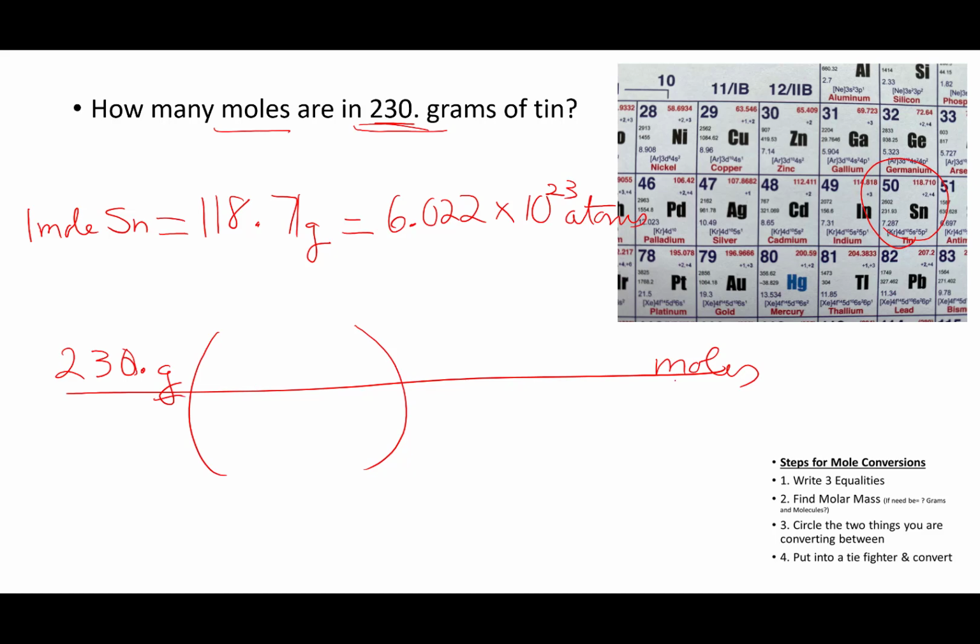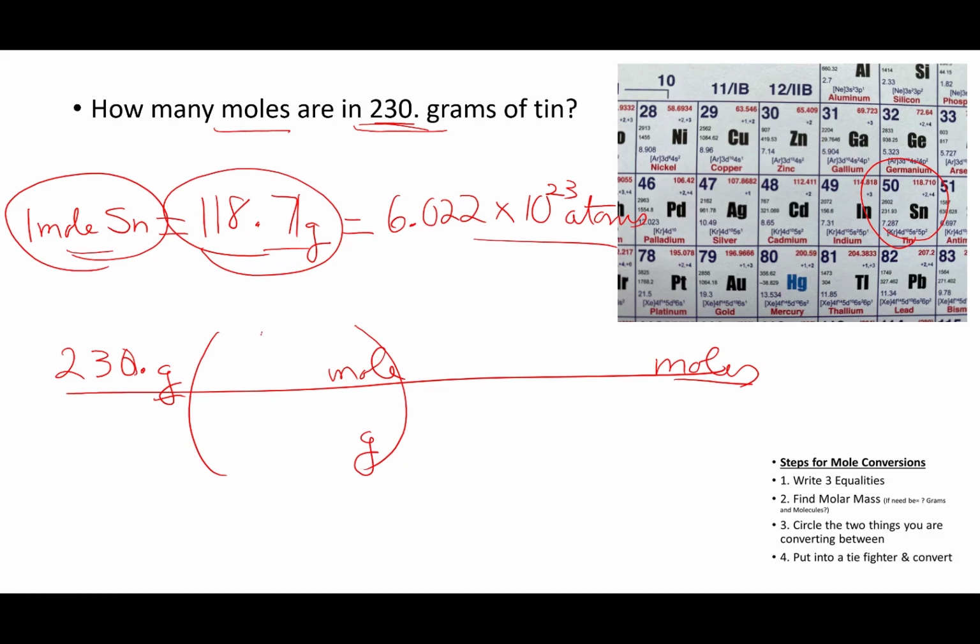I'm going from grams to moles, so up here, what 2 things am I going to circle? Well, 1 mole is that many grams. I'm going to get rid of grams, keep moles. 1 mole is 118.71 grams. Grams will cancel grams. 230 divided by 118.71. When I do the math, I end up with 1.94 moles. Not too bad?